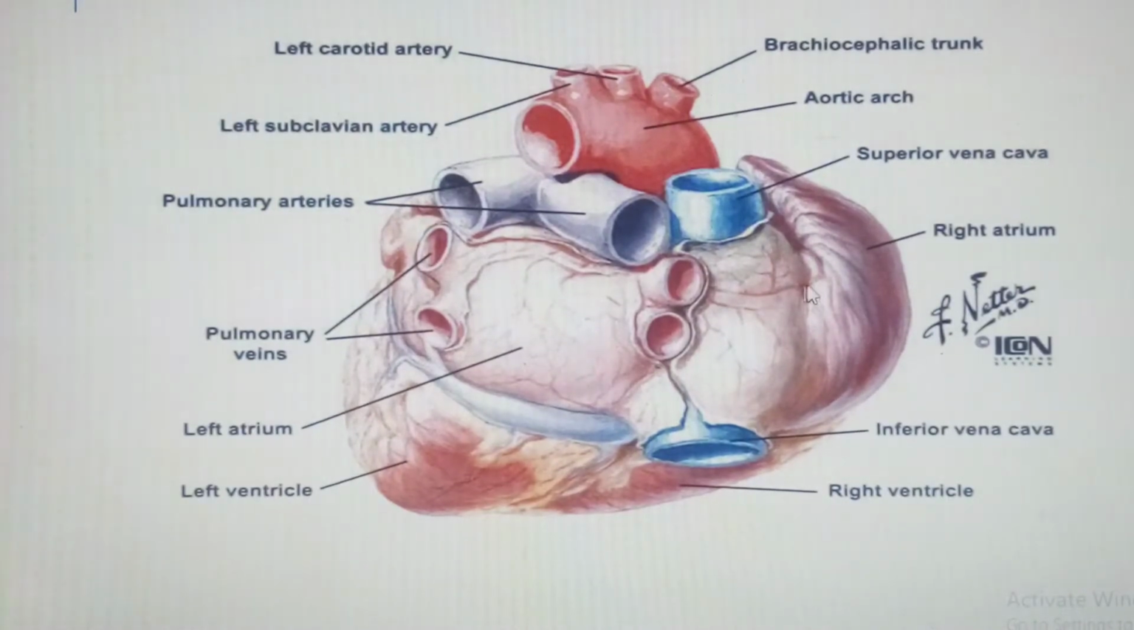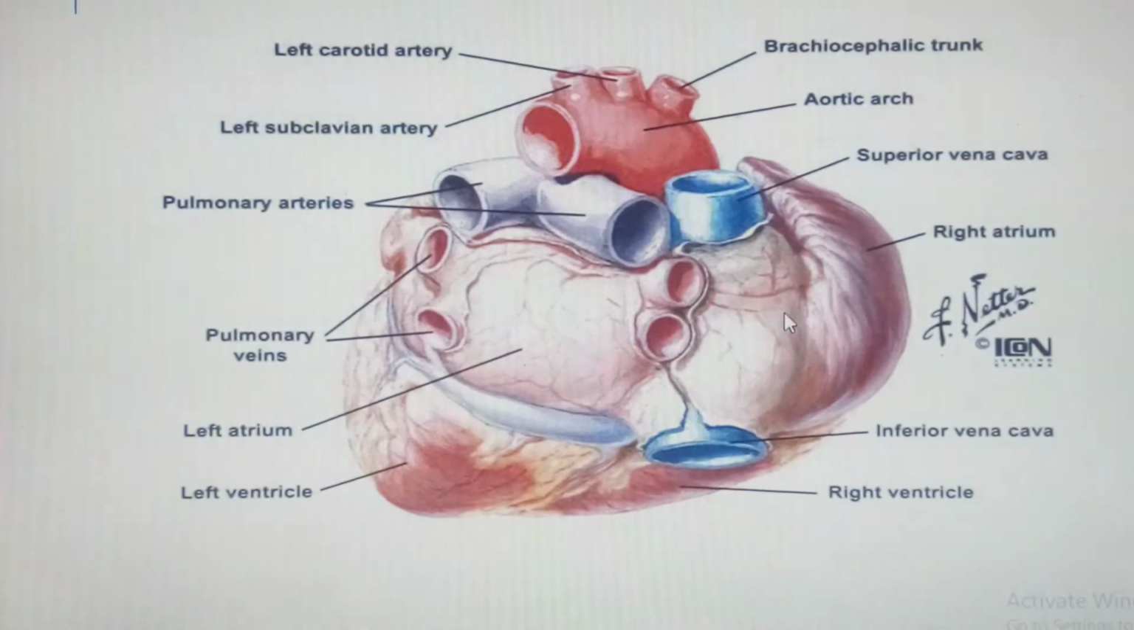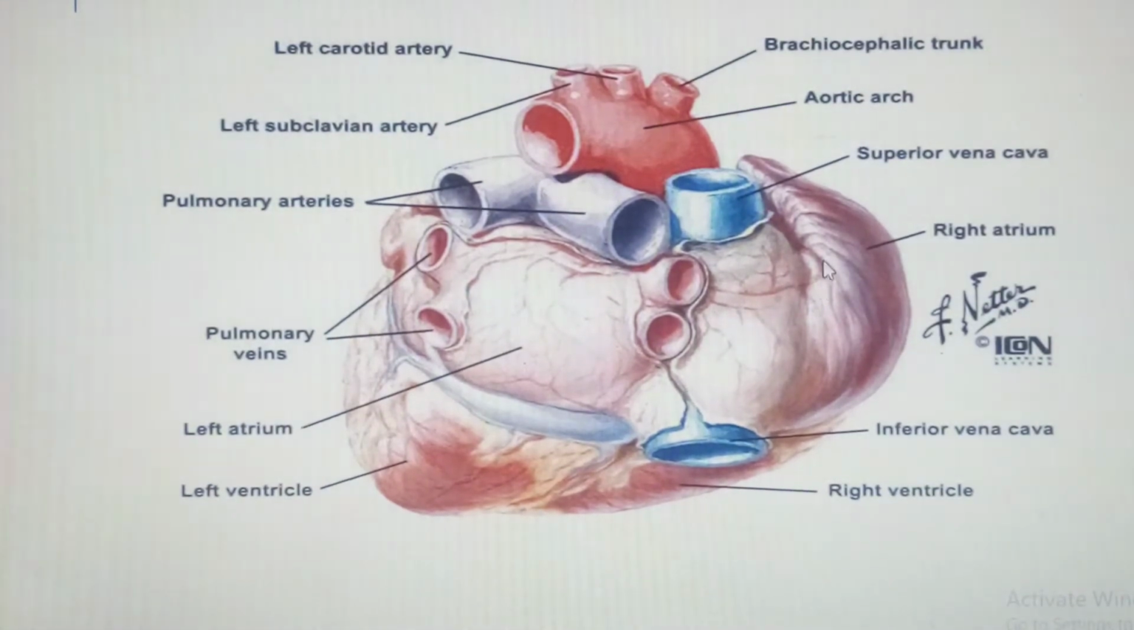So this is what I was talking about. This is the upper border, which I've told you is not only from the superior part, but is positioned posterior superiorly. You can see the right atrium over there with its auricle. The auricle is the appendage over there, and then we also have that of the left atrium, with these being the pulmonary veins.